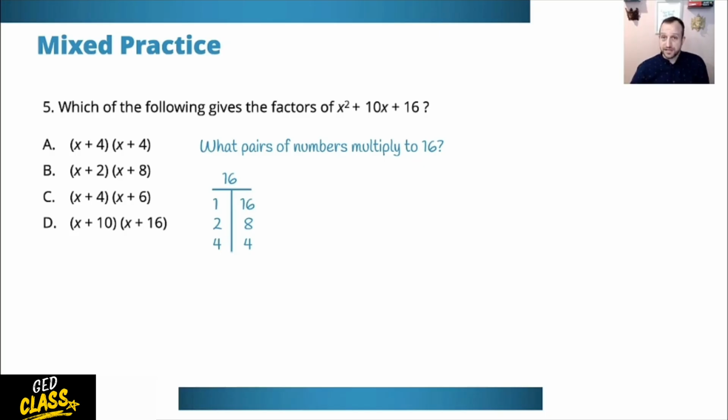Now, we don't have to guess, because we know the next step. Which of these adds up to be positive 10, since that's the middle term in the expanded form? Well, 4 and 4 doesn't, but 2 plus 8 does.